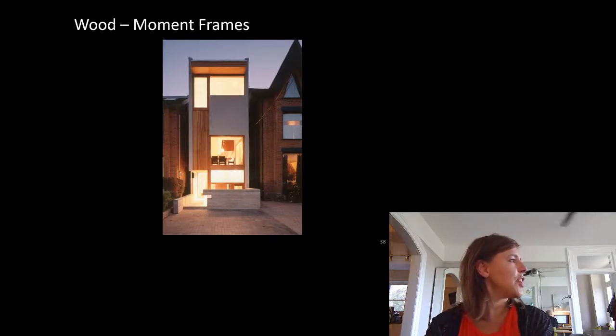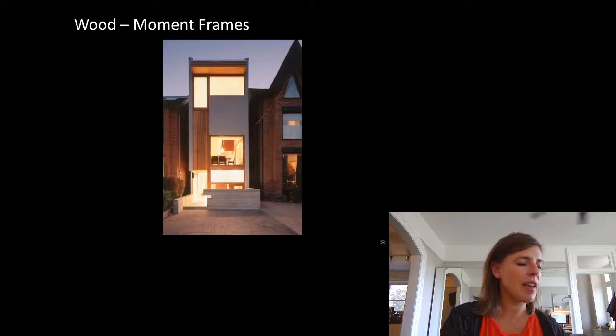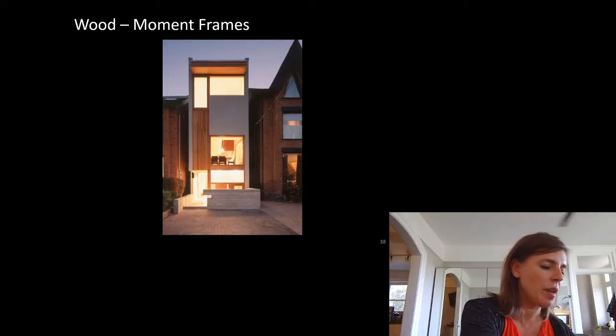Was it you that suggested doing the wood moment frames? Yeah, they're like gauge steel. Oh, are they like gauge steel? Yeah. I think I've always thought they were wood. Anyway, the concept is the same. It doesn't change anything.